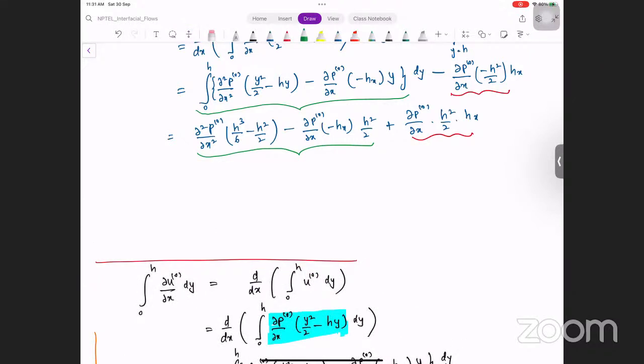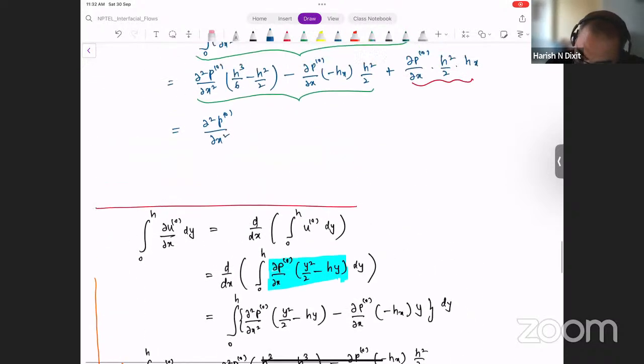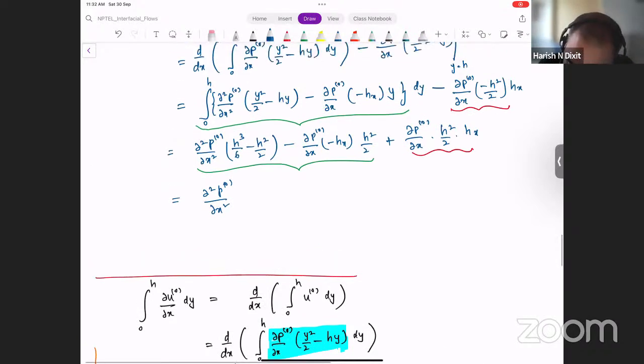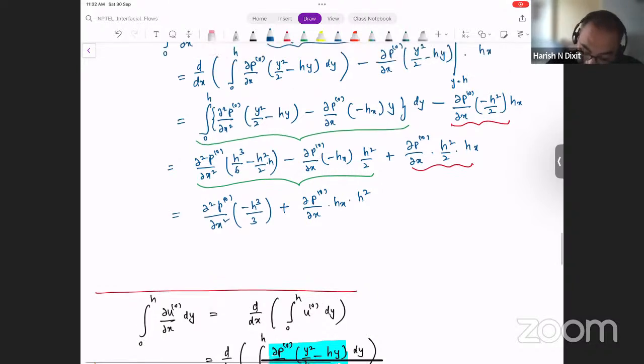Okay, so now I can clearly see that these terms are getting cancelled. The second and the third term, right? No, sir, they are added now. Oh, sorry, they are added. I'm sorry. Okay, they get added. So this becomes del square p0 by del x square, this becomes h cubed by 6. I think there's a mistake somewhere here. I forgot an h. Okay. H cubed by 6 minus h cubed by 2. That is minus h cubed by 3. Correct? This becomes plus del p0 by del x into hx multiplied by h square. That's all it is. Just added, as one of you pointed out correctly.